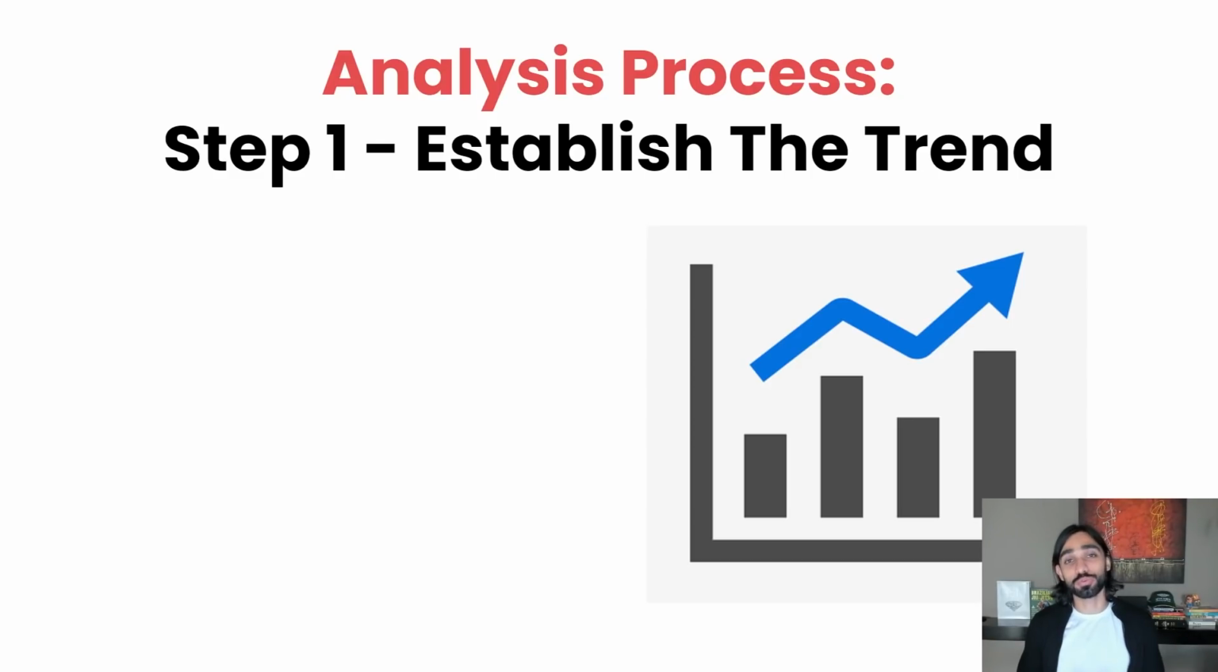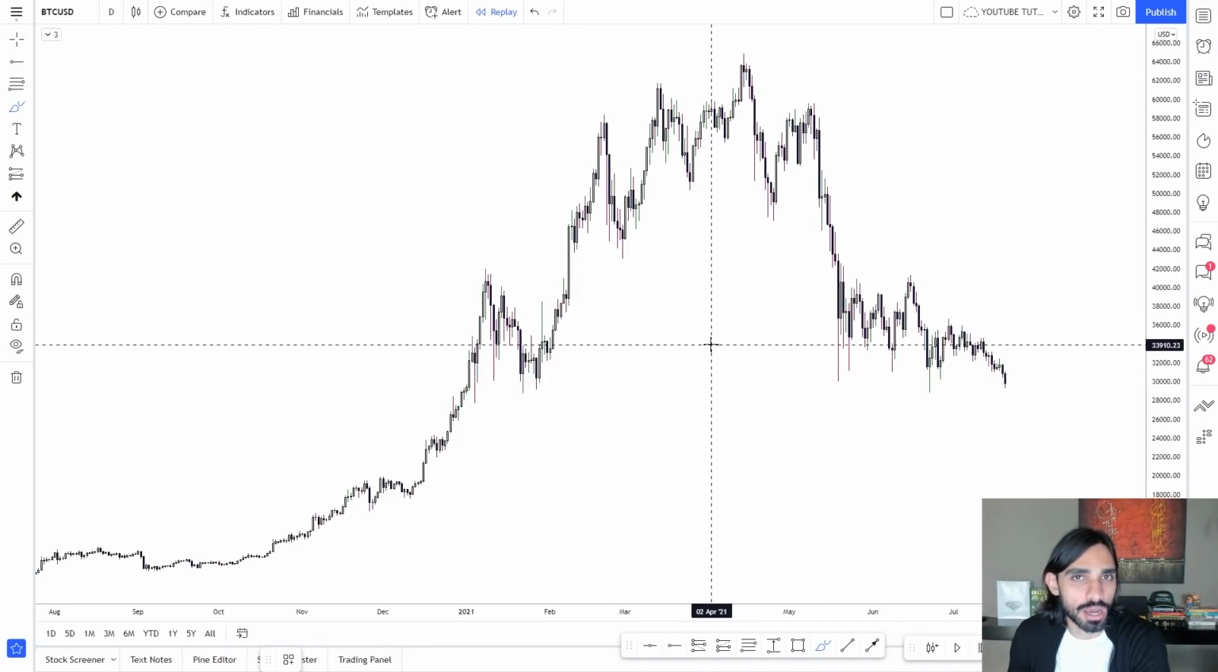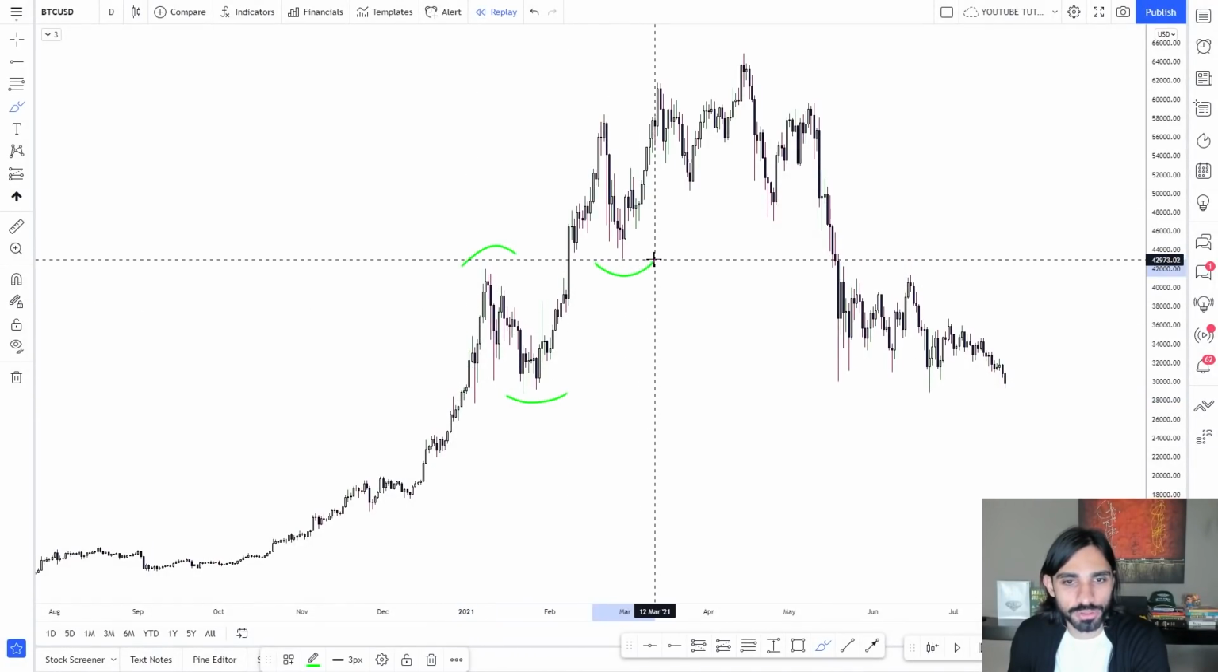Now finally, the moment we've all been waiting for, putting together everything we've learned for a step-by-step analysis process. Step 1, establish the trend. We're going to start by looking at market structure. We're going to use Bitcoin. For the market structure, I'll stick to the higher time frame, which is the 1 day in our case. We'll mark out the key levels that we want to be watching.